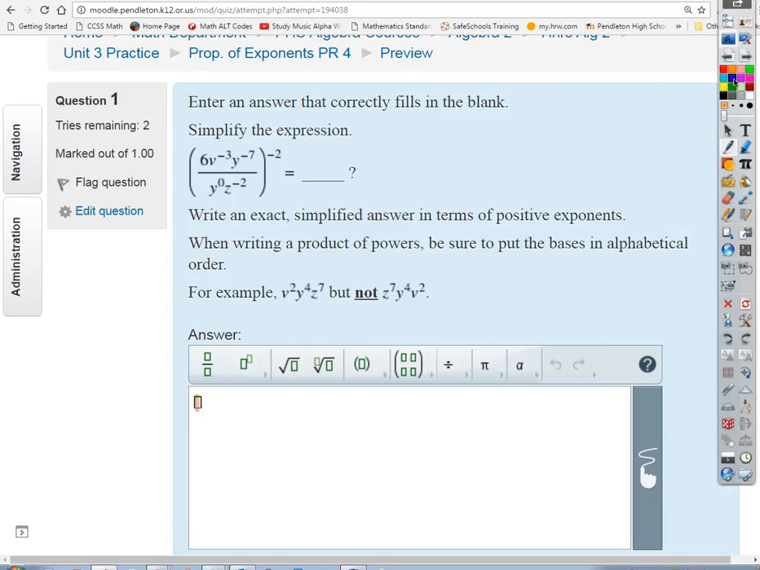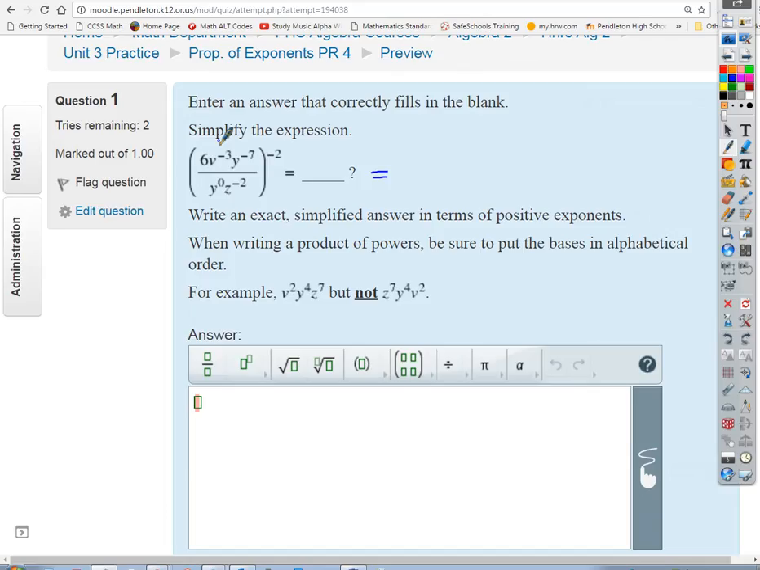Okay, I'm buying it. So I guess I don't need the parentheses anymore then if I distribute. So if I distribute the negative 2 power, what's that going to do? See if we can do this in one step. What's that going to do to the 6?